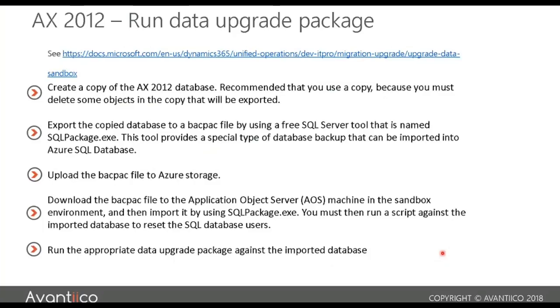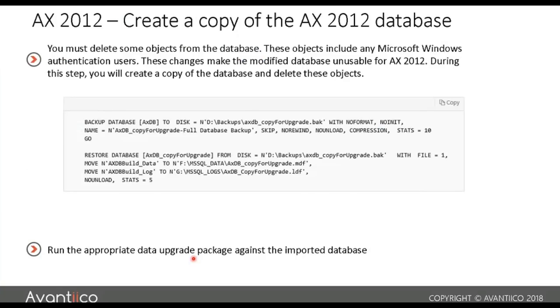We'll run some scripts. We will do a special export using SqlPackage.exe. We will upload that to Azure Storage. We will download that to the Sandbox, run a script against that, and run the data upgrade package. And make sure you pick the right one. When we did that, we picked the wrong one. We had some problems. So you have to pick the right upgrade package for the specific version you're upgrading to.